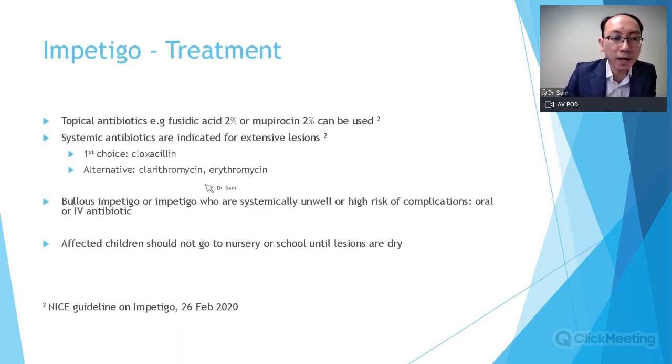For bullous impetigo, and impetigo in patients who are systemically unwell or with high-risk complications or immunocompromised, you need to give the patients oral antibiotic or IV antibiotic. For me, I recommend 7 days of antibiotic. Some guidelines just mention 5 to 7 days. I prefer to give 1 week of antibiotic for impetigo. You need to advise the patients, your children, not to go to nursery or school until the lesions have dried out, because this is a very infectious skin disease.